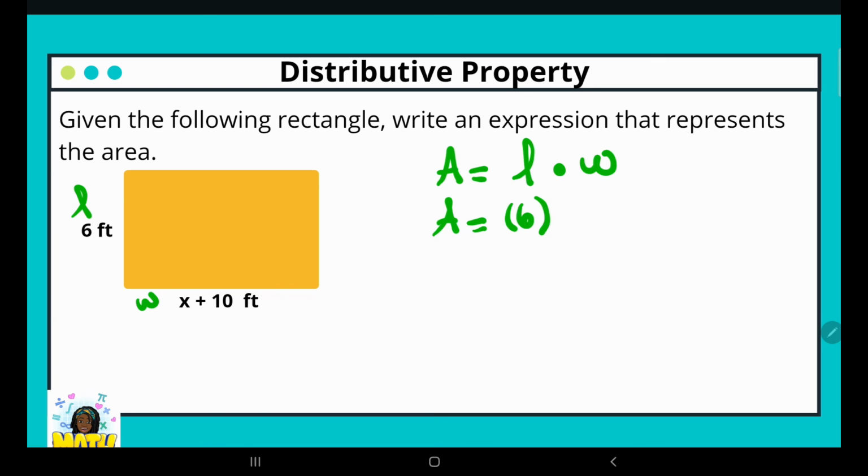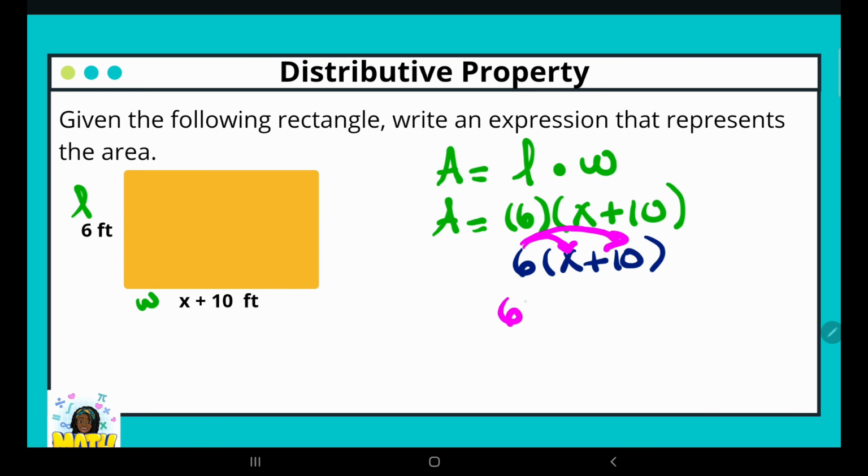So A equals 6. And I'm going to write that 6 in parentheses. And then I'm going to write the x plus 10. So if you remember, I said that parentheses denotes multiplication. So I don't have to write anything else. Okay. Now, based on what we've learned, the fact that we have this number on the outside, I can actually rewrite this as 6 times x plus 10, and then I can clearly see my distribution. So I'm going to distribute the 6 through to the 10 and the 6 through to the x. Okay, so now I can rewrite this as 6 times x plus 6 times 10.